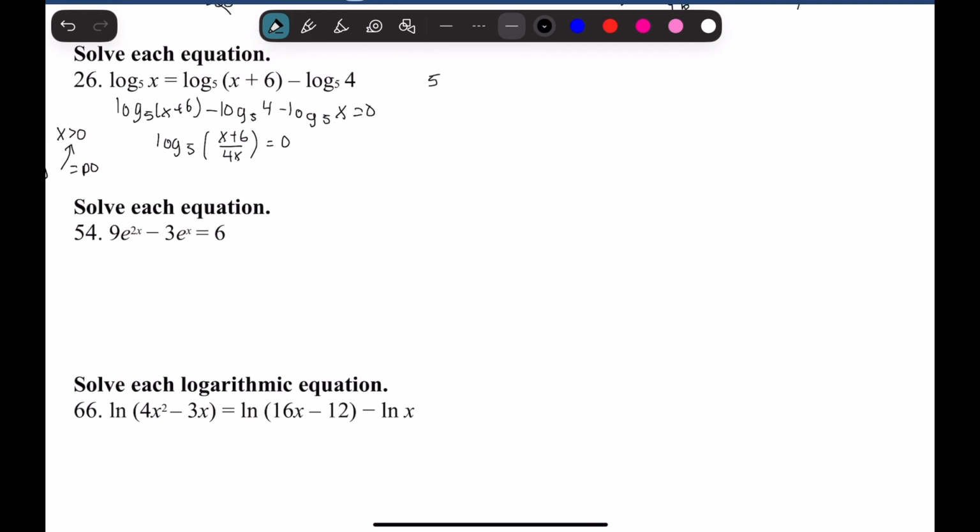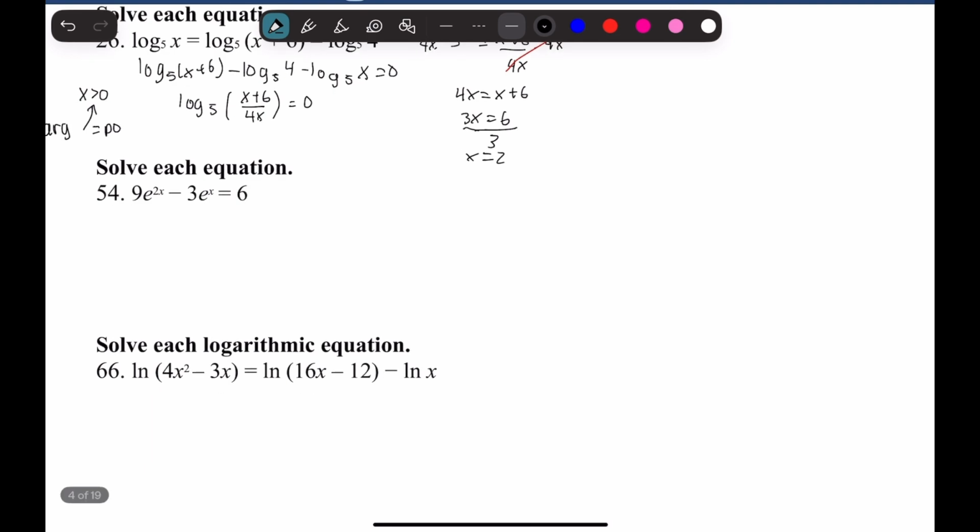So then we have 5 to the power of 0, which is just equal to 1, is going to be x plus 6 divided by 4x. Then you multiply both sides by 4x, and we have 4x is equal to x plus 6. That canceled out. So here you have 3x is equal to 6, and then divide both sides by 3, x is just equal to 2. Great. So now let's move on to the next problem. What can we do here?